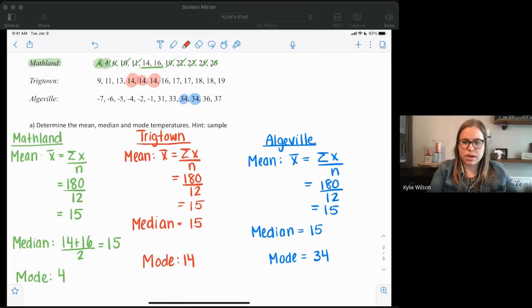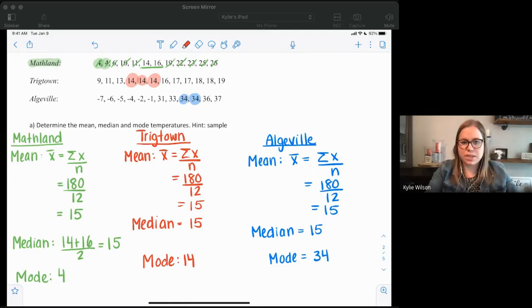Sorry, I think my mic was off. So here are the solutions. Hopefully everybody had enough time to go through and do those. I just don't want to keep everybody too long. But these are the mean, median, and mode for these 3 different cities.